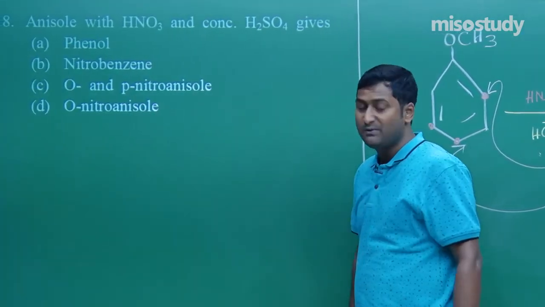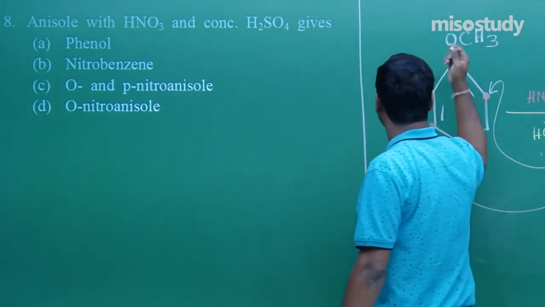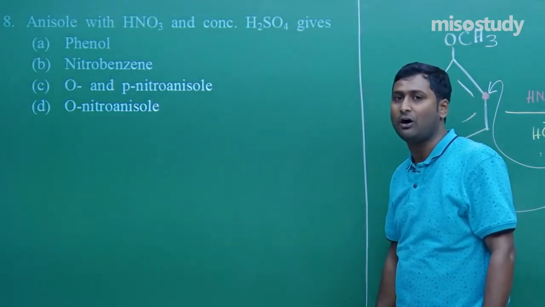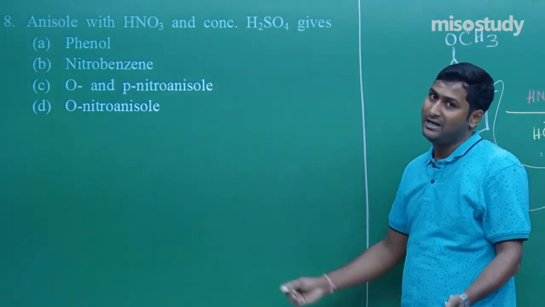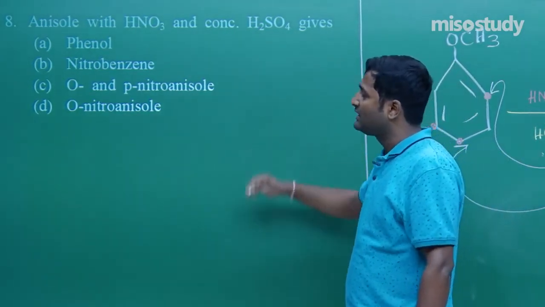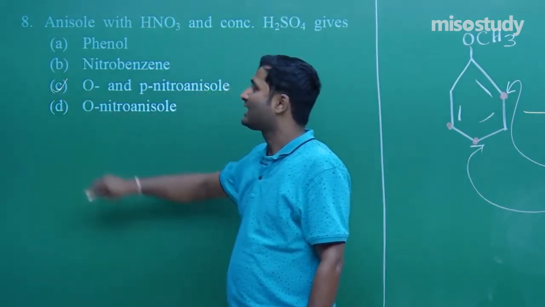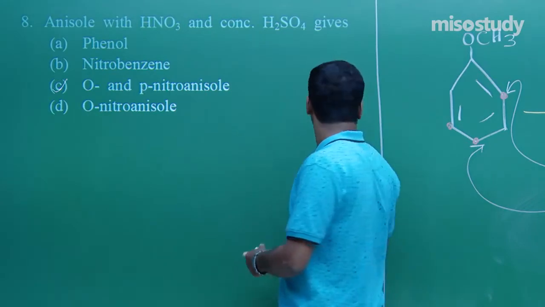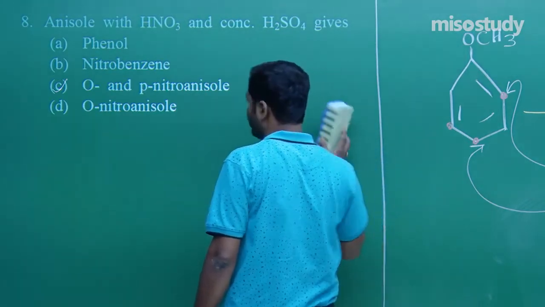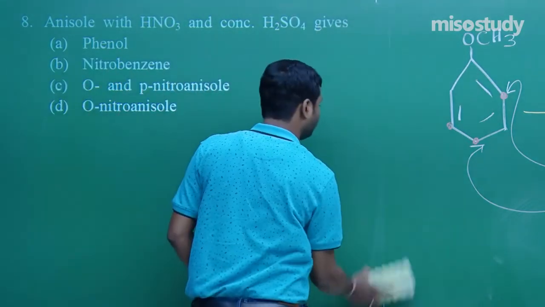In the previous question, I discussed the complete resonating structure of anisole. So what is the answer for this question? Sir, it is very simple. For this question, C is the correct option. Am I right? Yes, sir, you are absolutely right. Now check it out here. Wait for a moment.